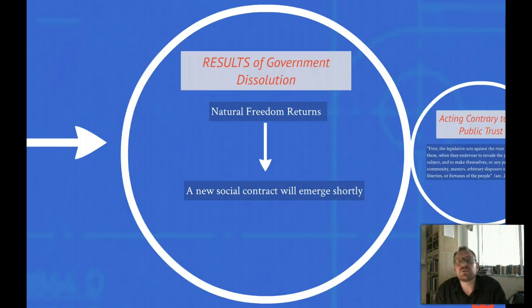Now, what's the result of the dissolution of government? Locke says that immediately natural freedom would return. And when natural freedom returns, because of the problems with the individualism of natural freedom, a new social contract would likely emerge very shortly. So he doesn't think the state of nature actually exists for very long, for reasons going back to scarcity and the necessity of natural resources, and so forth.